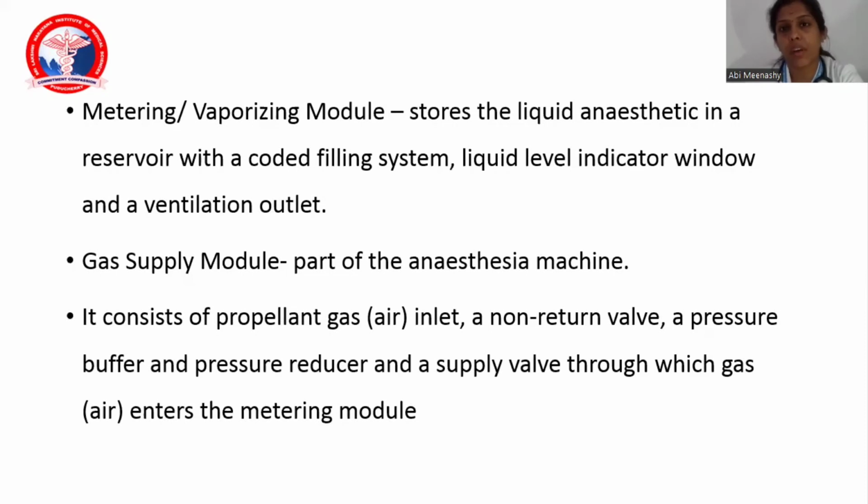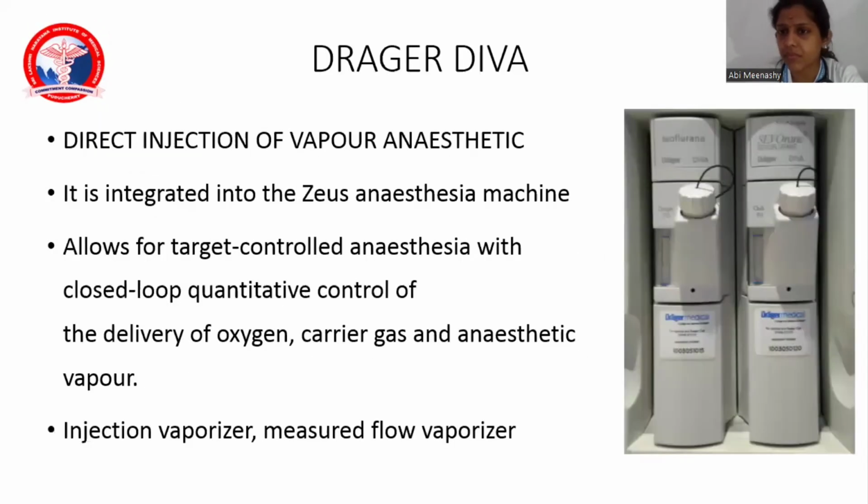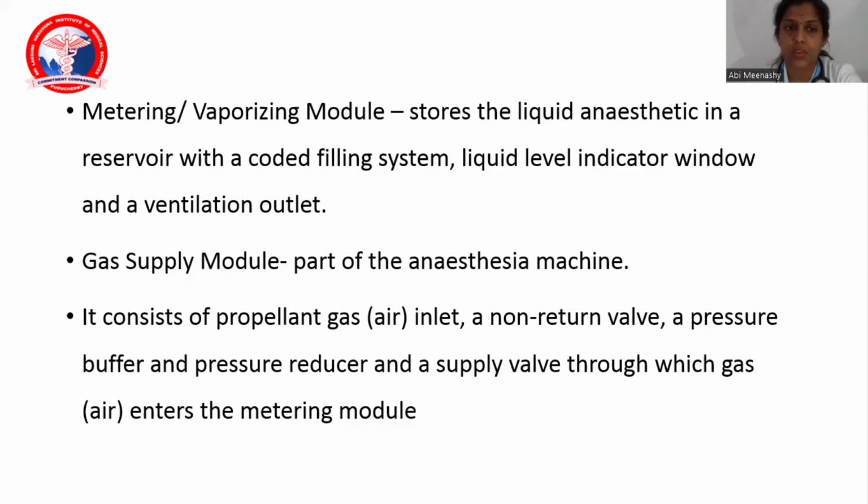Okay, the metering or vaporizing module will store the liquid anesthetic agent reservoir with a coded filling system. You can also see a liquid level indicator in front and a ventilation outlet. A gas supply module is part of the anesthesia machine. It consists of propellant gas, that is air, a non-return valve, a pressure buffer, a pressure reducer, and a supply valve through which air enters the metering module.